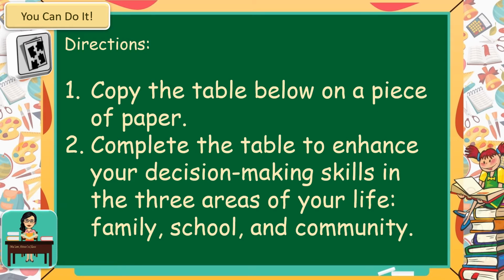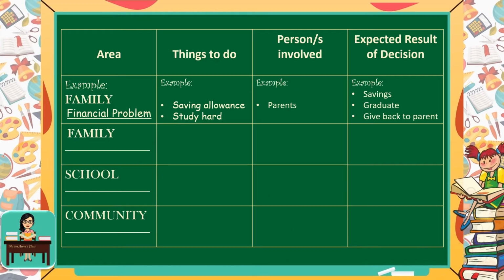In this activity, you are going to copy the table below on a piece of paper, or you can write it in your notebook. Second, complete the table to enhance your decision-making skills in the 3 areas of your life: family, school, and community. This is how we are going to answer this table.